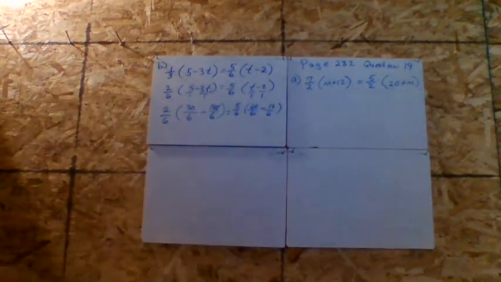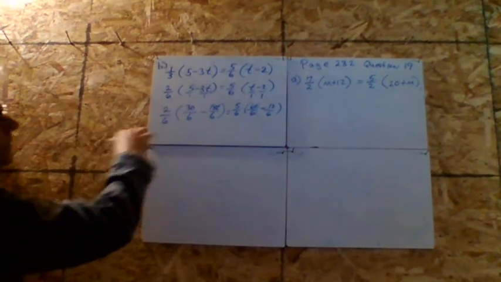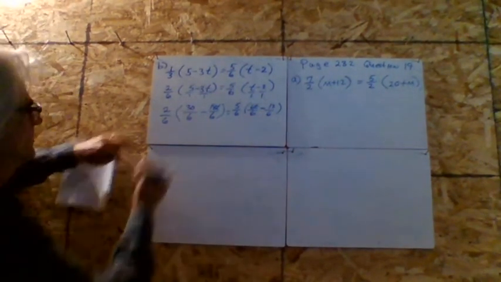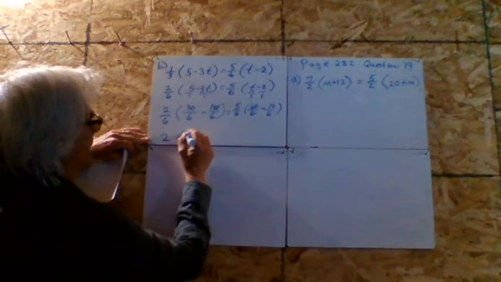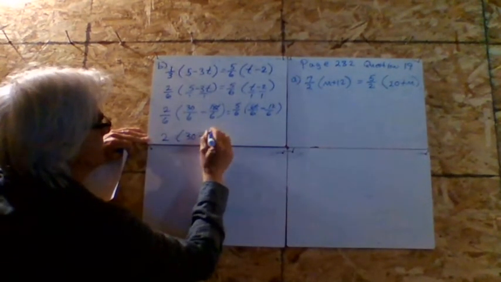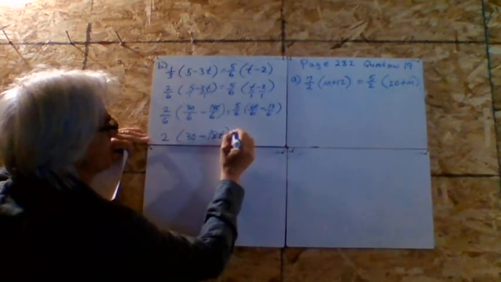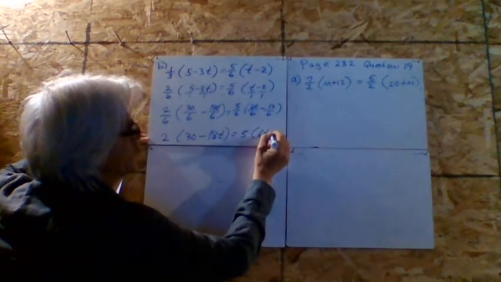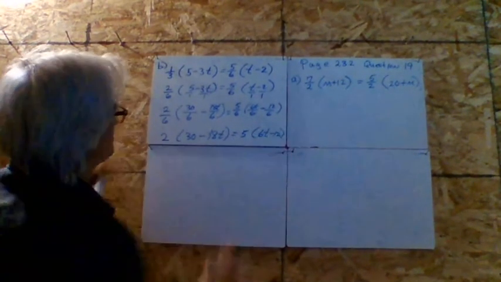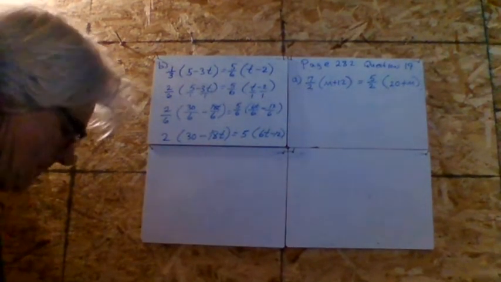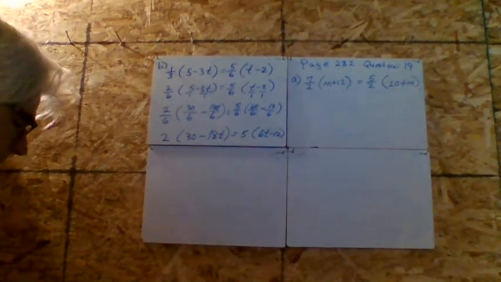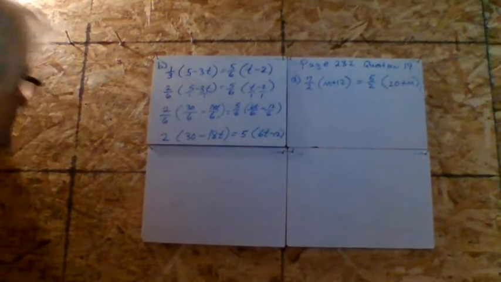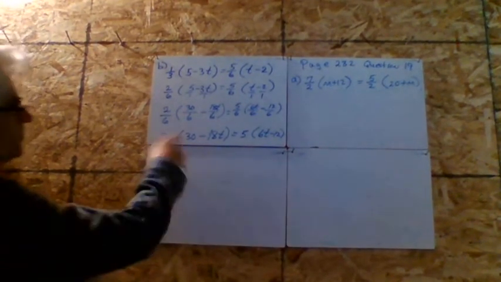And kind of the beauty of this is when you have all the common denominators of 6, you can just drop them. You can just get rid of it. So it just becomes 2 bracket 30 minus 18t equals 5 bracket 6t minus 12. And that's pretty straightforward. That's what we're used to seeing. So now I just treat it like do the distribution property.